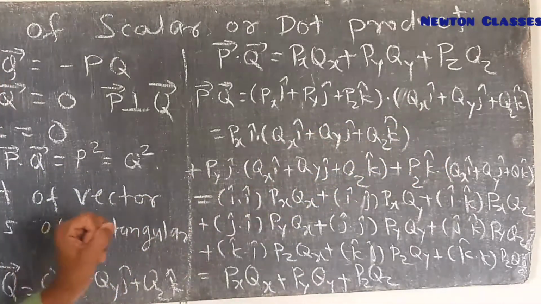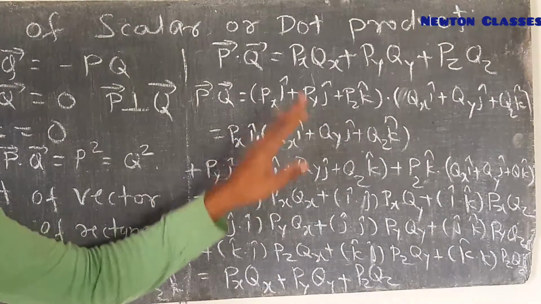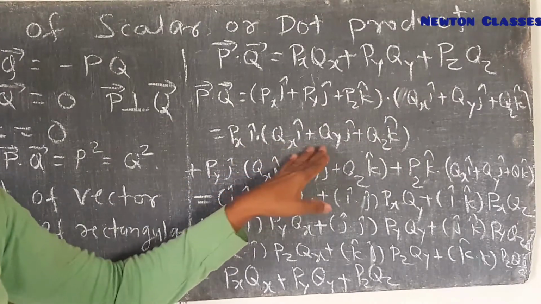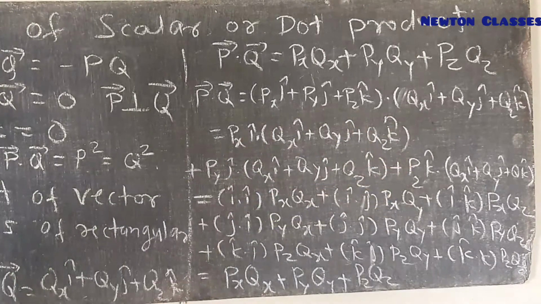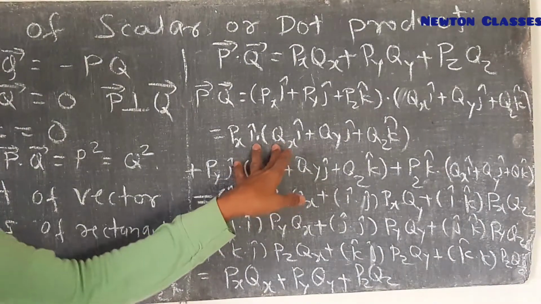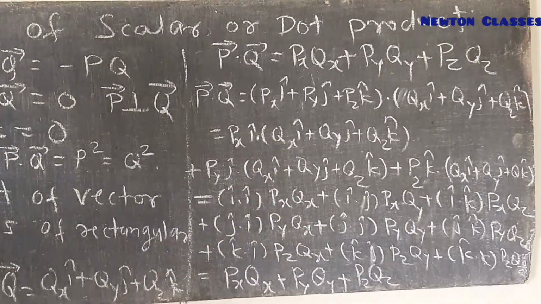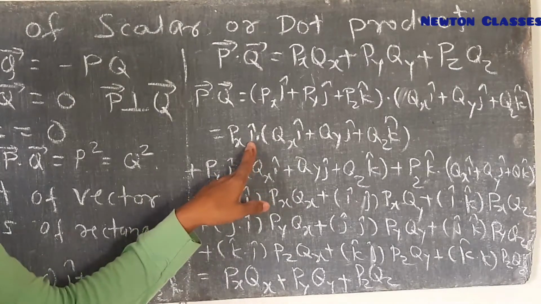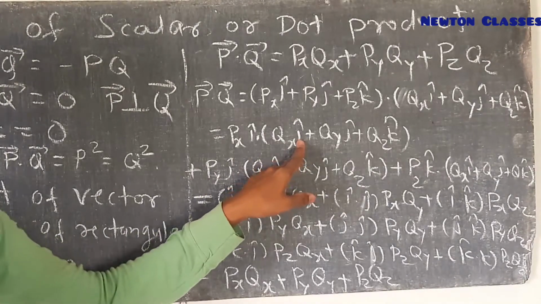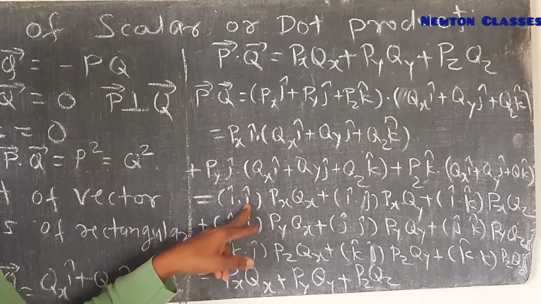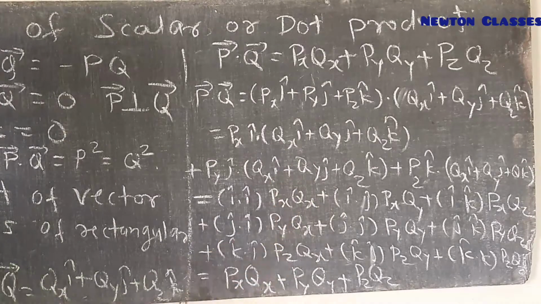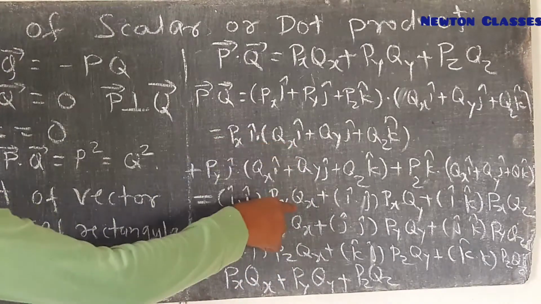Let us consider the first term, the dot product between px i cap and this bracket, that is px i cap dot qx i cap plus qy j cap plus qz k cap, plus this second term and plus this third. Now let's calculate the dot product between these two vectors. Here i is a vector and in this term also there is an i vector. So we will write i dot i, and the remaining magnitudes of the two components will be written outside the bracket, that is, here px is the magnitude multiplied by qx.